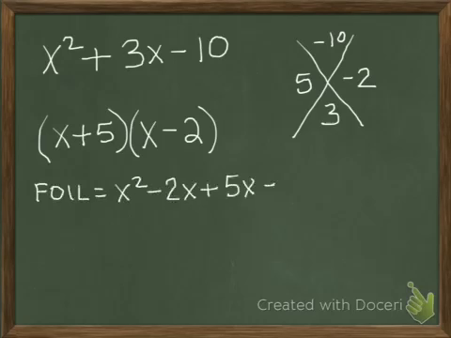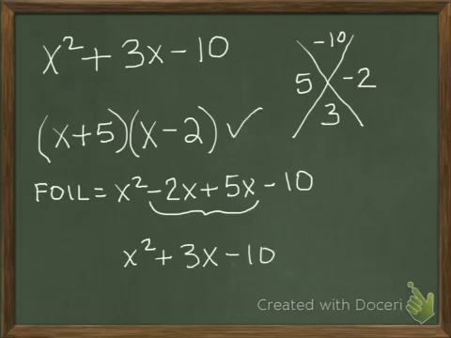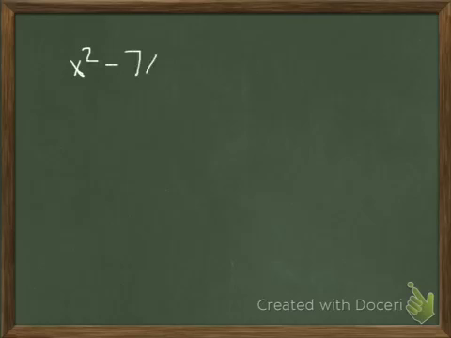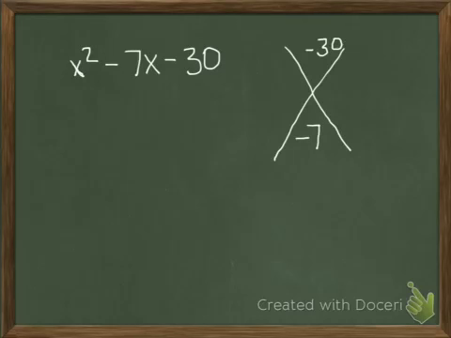I'm going to check it quickly with FOIL. We add our like terms, which is negative 2x and positive 5x, and we get x squared plus 3x minus 10. Check, it works. Okay, let's try another one with both the second and the third terms of our trinomial negative. We have x squared minus 7x minus 30, and I've gone ahead and put negative 30 in the top, negative 7 in the bottom of my x.